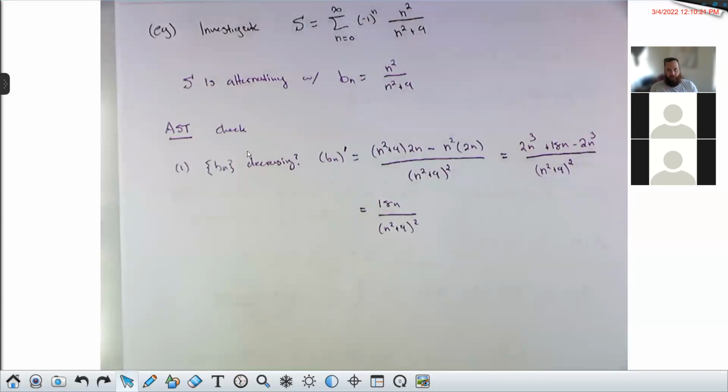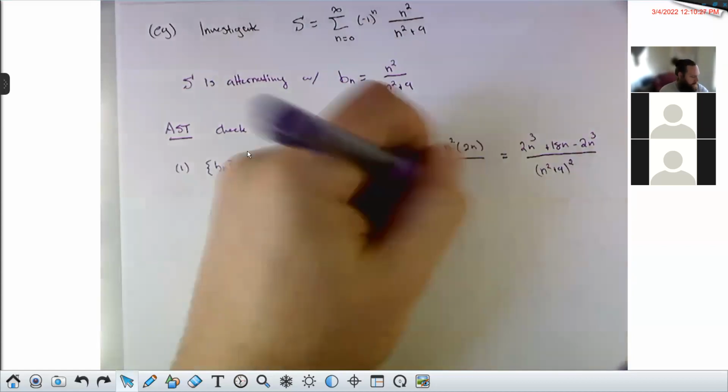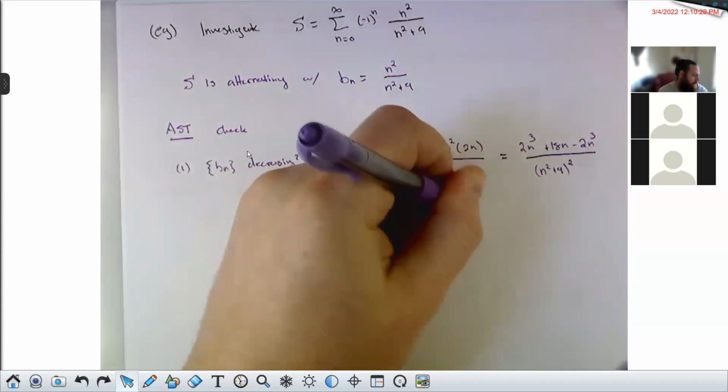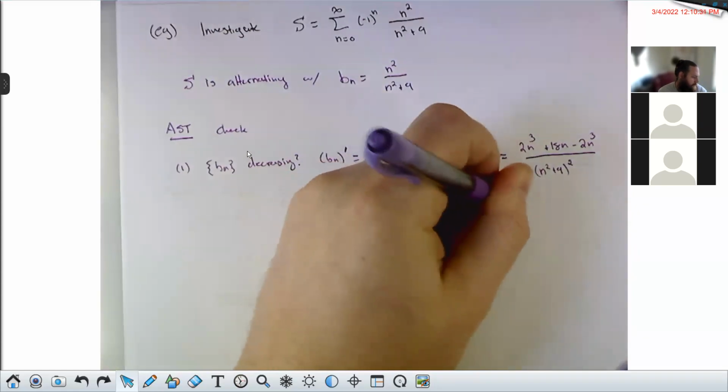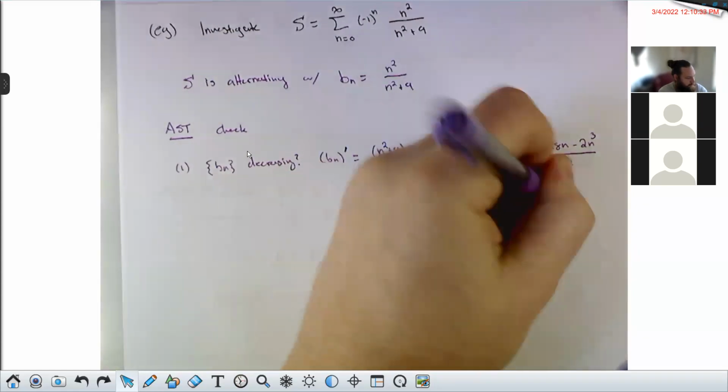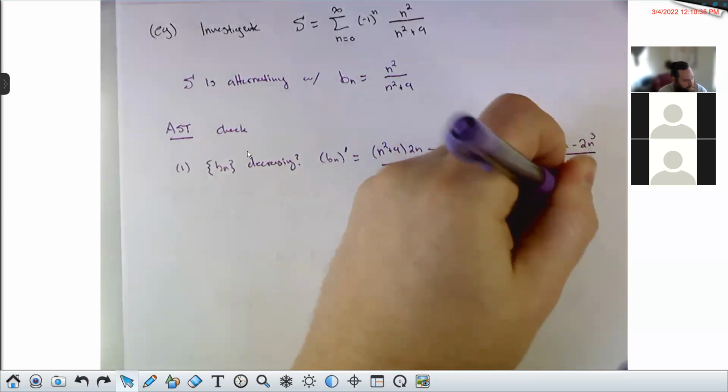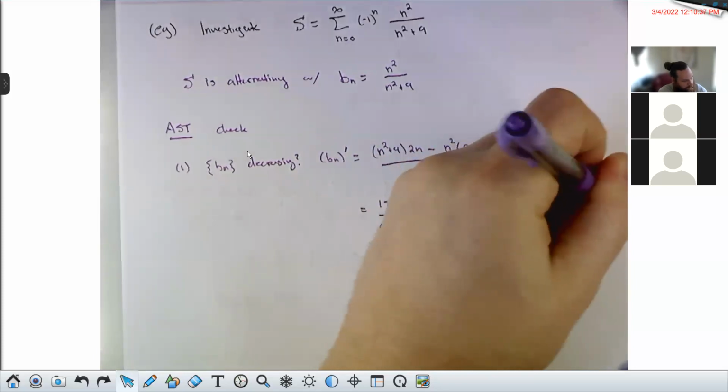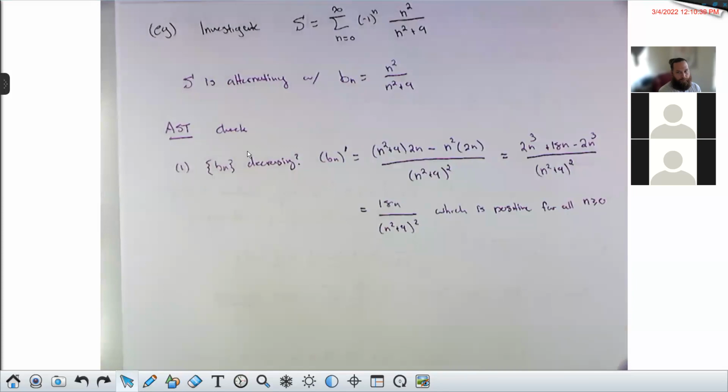Well, this actually isn't negative, is it? This is positive. So this, which is positive for all n greater than or equal to 0. That's a problem.